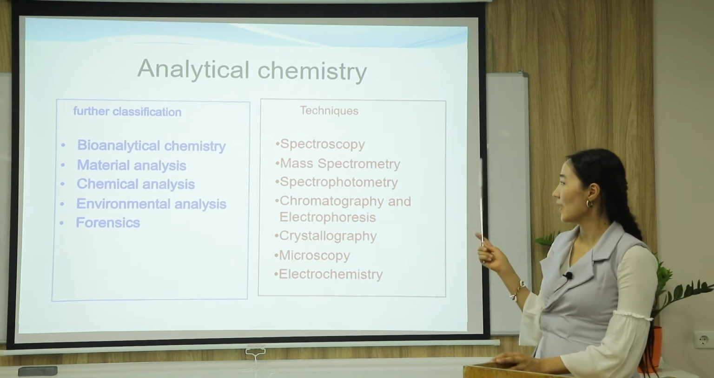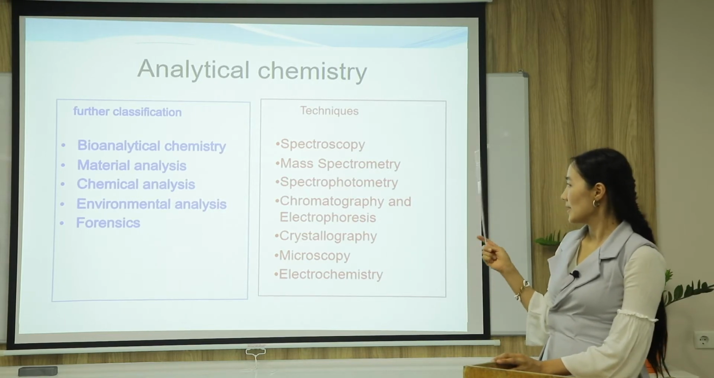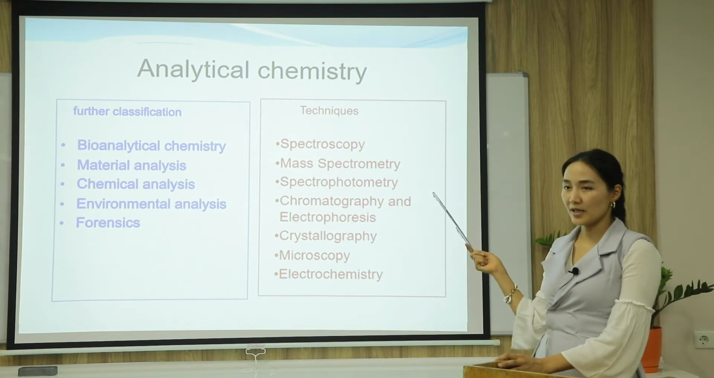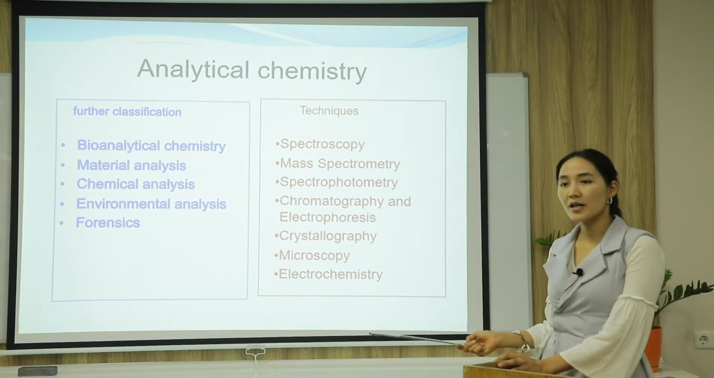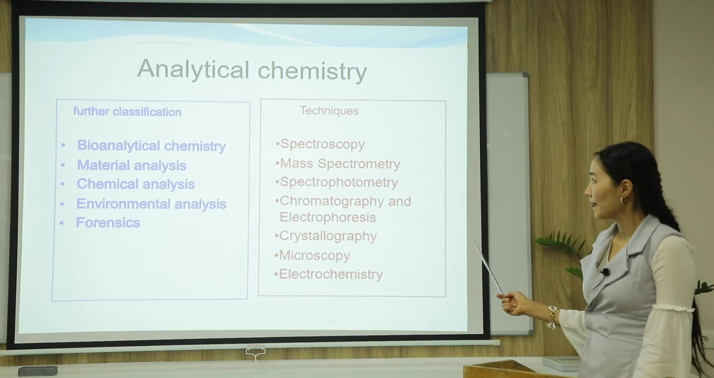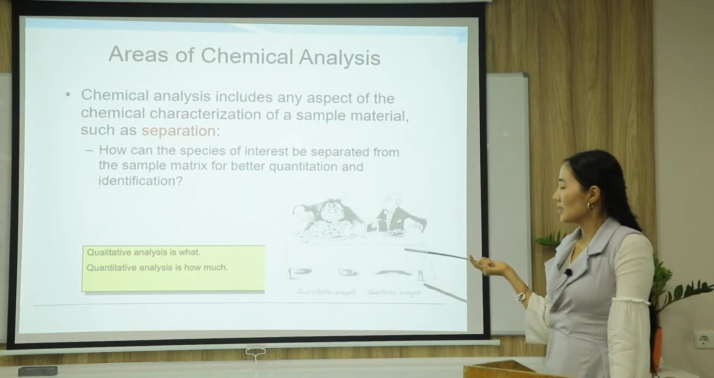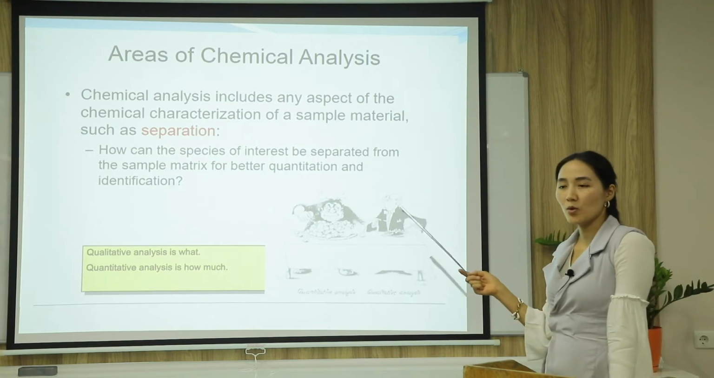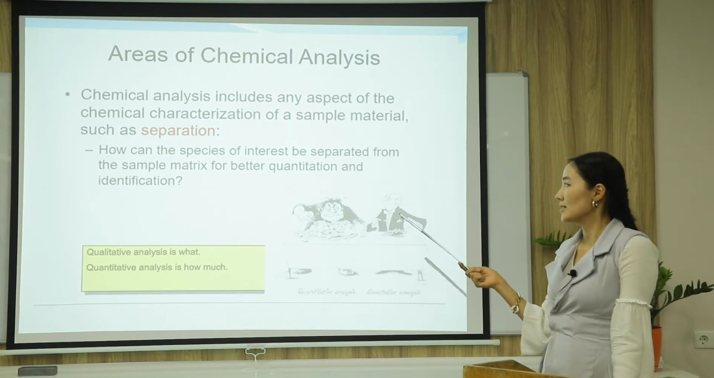We also have different techniques: spectroscopy, mass spectrometry, spectrophotometry, chromatography, both gas and liquid, and also electrophoresis, crystallography, microscopy and electrochemistry. Next. The areas of chemical analysis have 2 main types: the qualitative analysis and the second one, quantitative analysis.